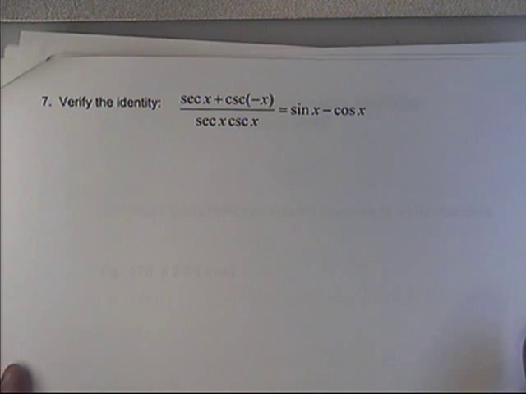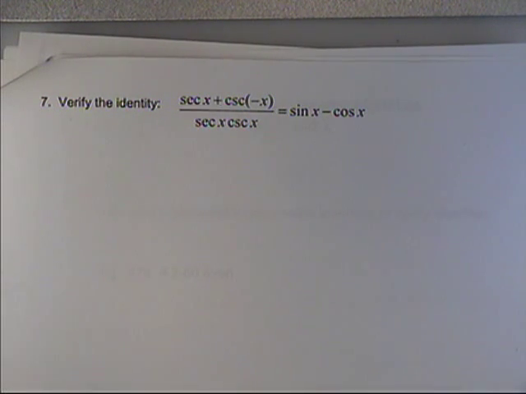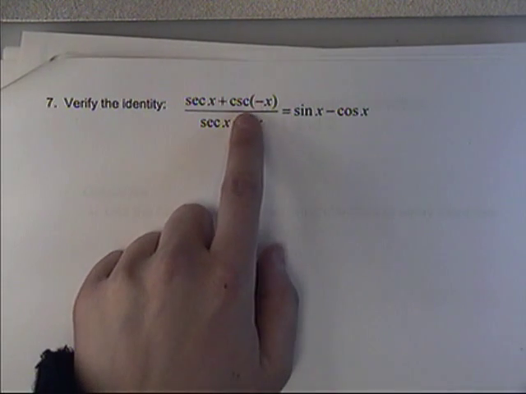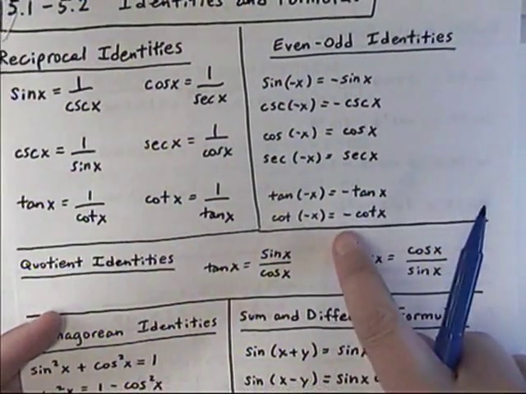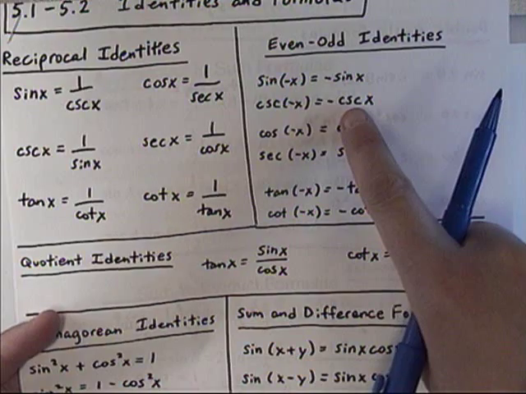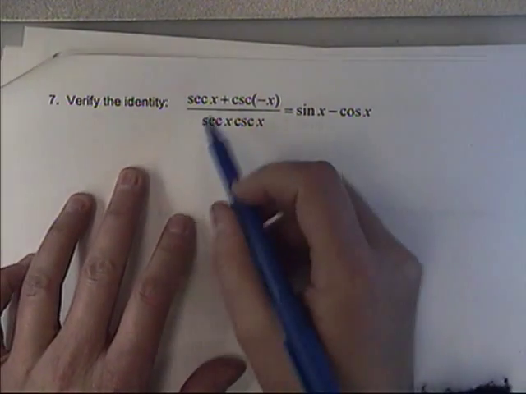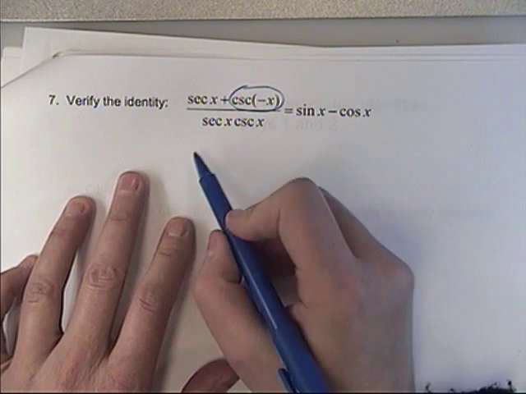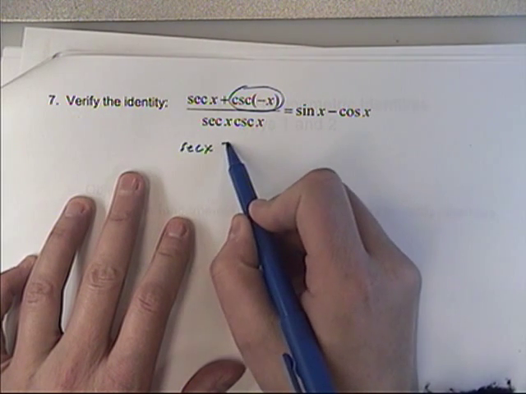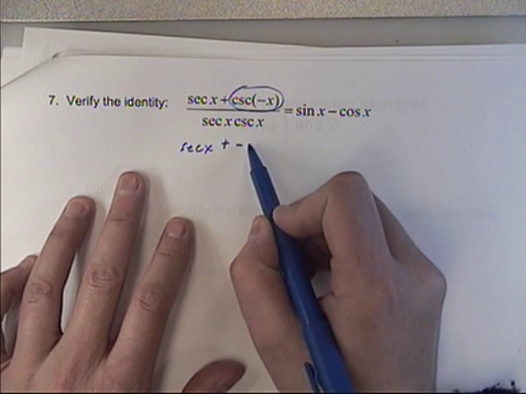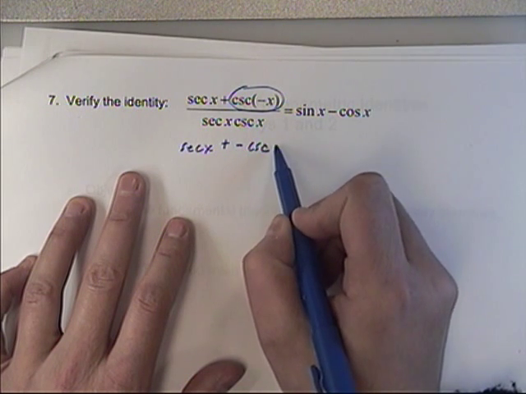Example number 7. I'm going to try to recognize that this cosecant of negative x is part of my even-odd identity set. Cosecant of negative x is just the negative of cosecant x. So I'm going to replace that right here, this one, with just a negative cosecant regular x.